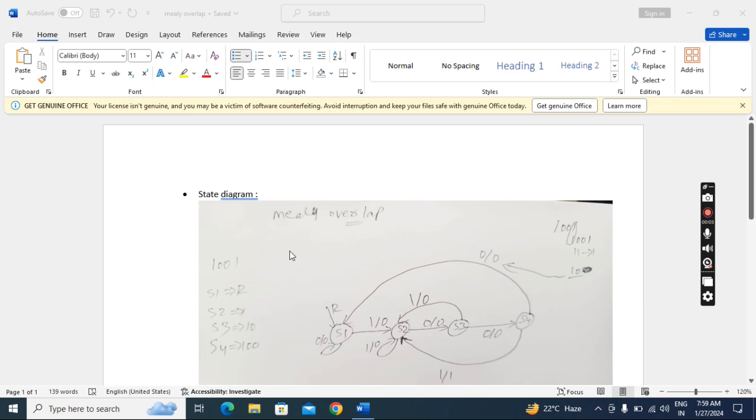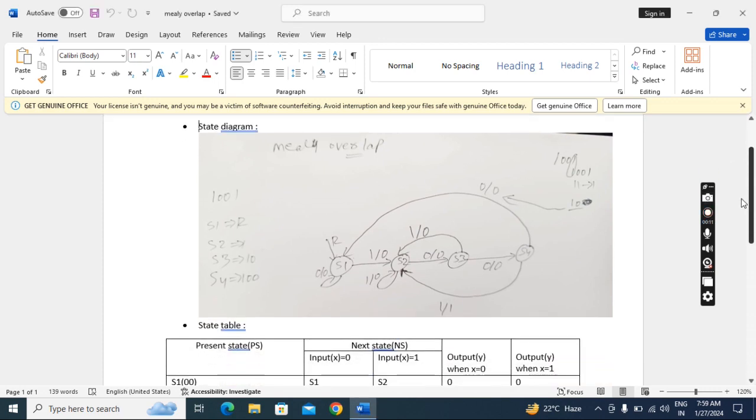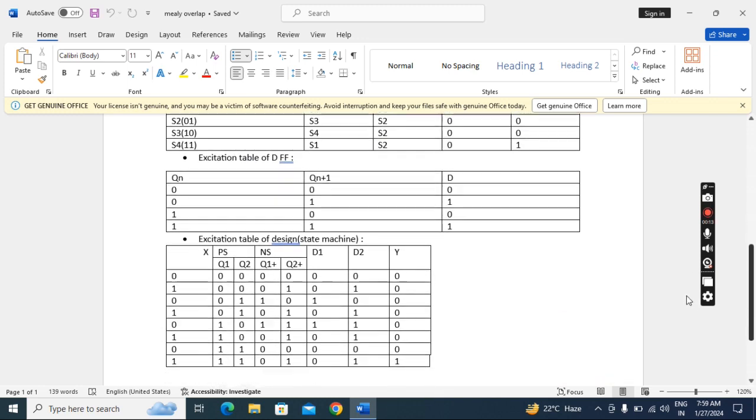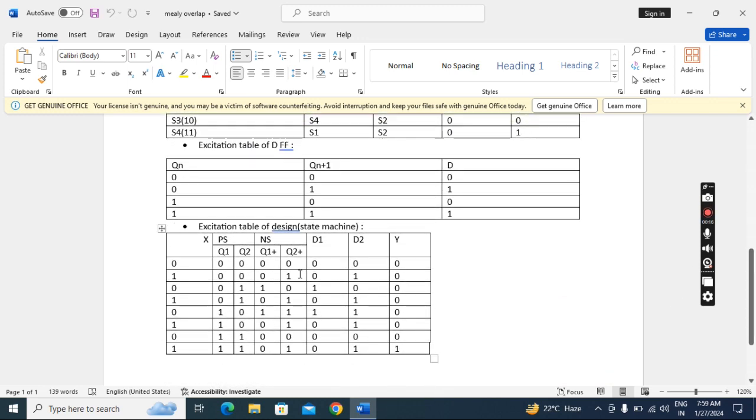Now we'll see the Mealy type excitation table. For Mealy overlap, the excitation table is a little different compared to the previous. The reason is here we get only 4 states, not 5 states. So for 4 states we just need 2 flip-flops. So here also we get 0 0. For 0 0 it can be 0, for 0 0 it can be 1. So only 2 flip-flops, only 2 present states, only 2 next states. This is the difference we have to observe. Remaining, as usual, we will write.